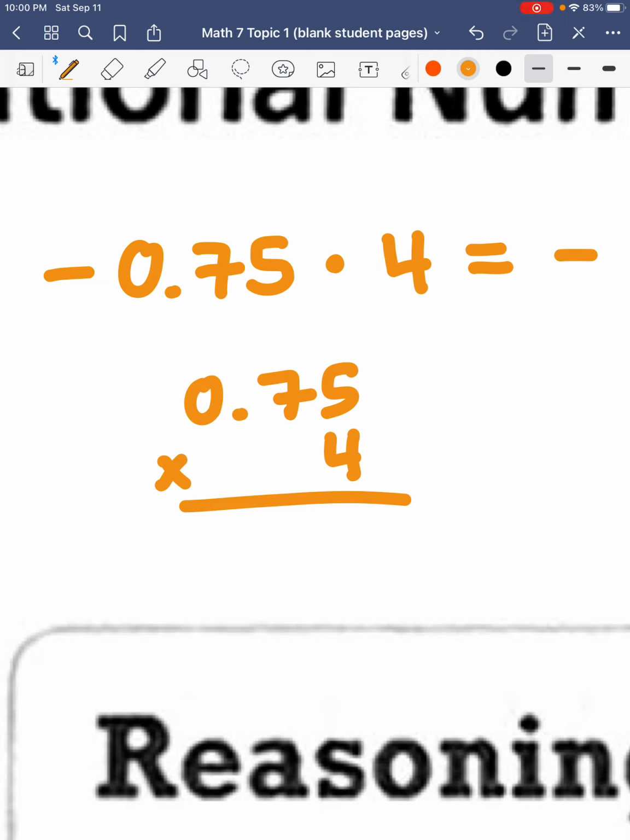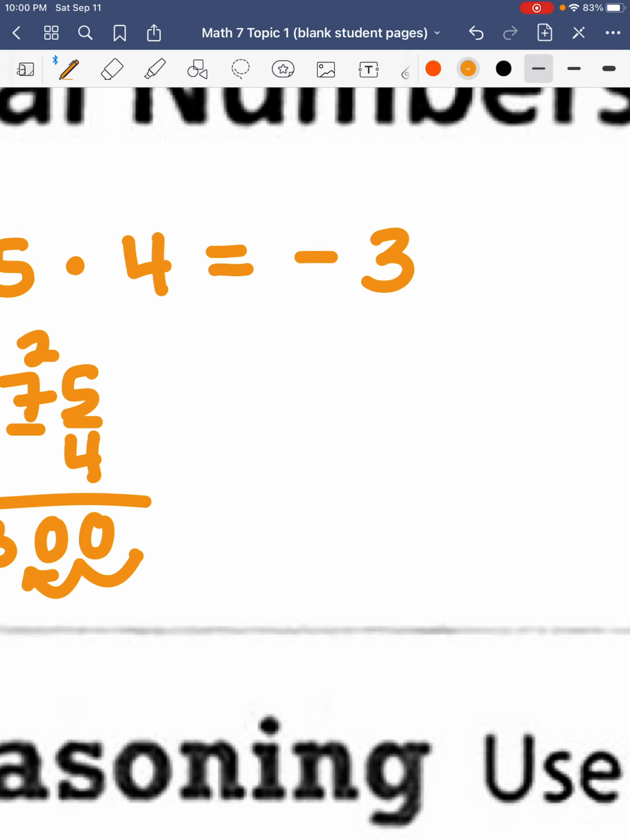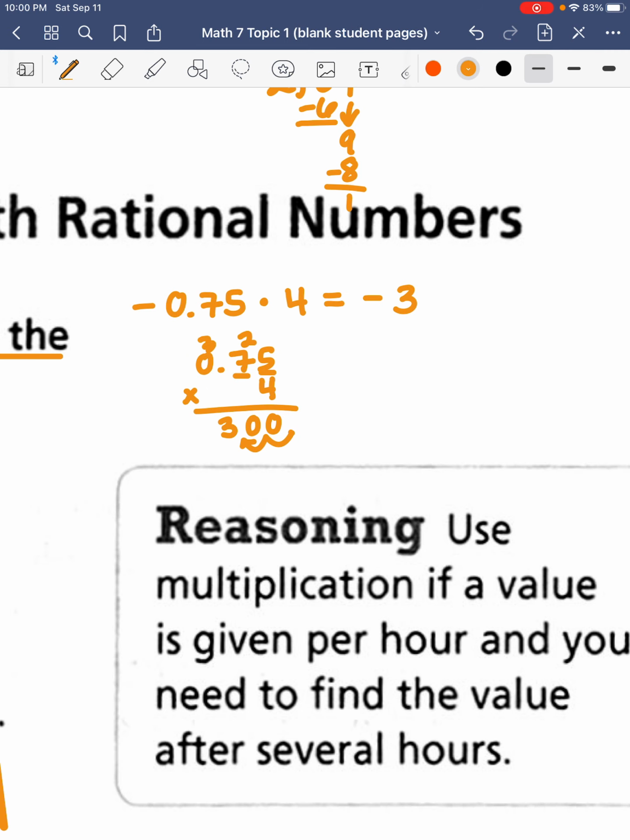Now, 4 times 5 is 20. 4 times 7 is 28, plus 2 makes 30. 4 times 0 is 0, plus 3 makes 3. Now, right now, that's where our decimal point is, but because I have 2 decimal places, I need to move it 2 places over, so it's going to go right behind that 3. Oops. Right behind that 3 right there. So the total change in temperature is negative 3 degrees Fahrenheit.